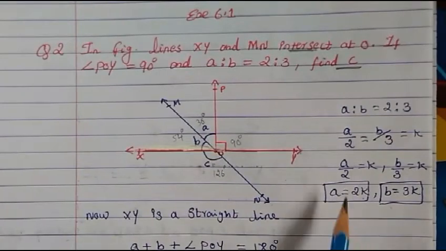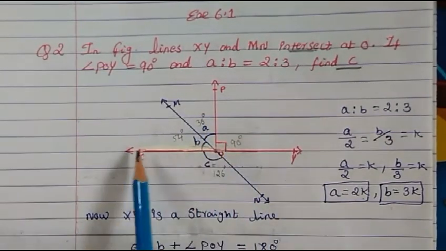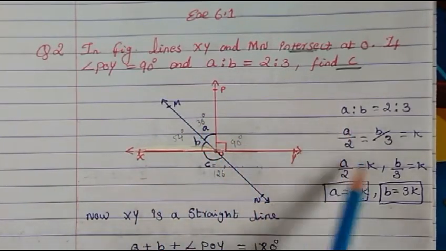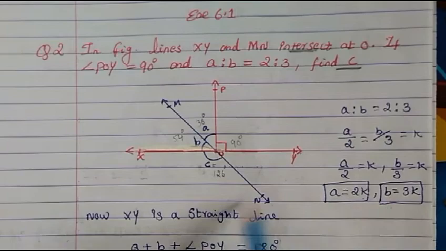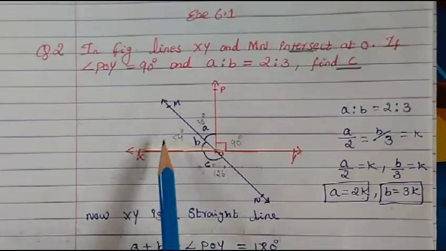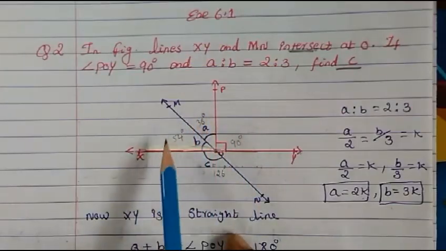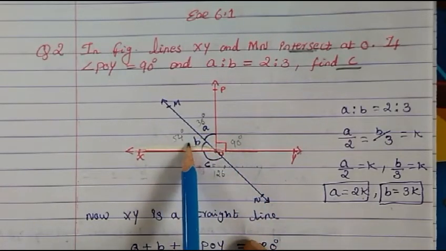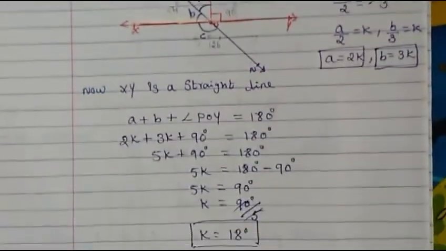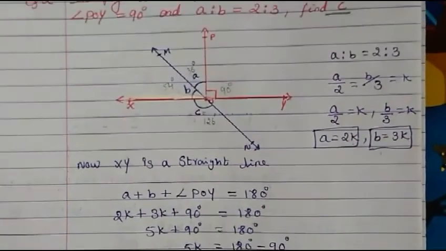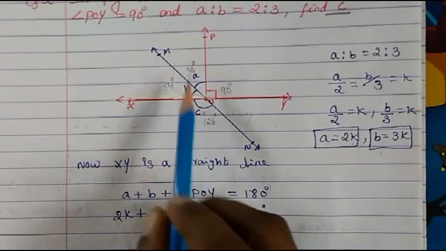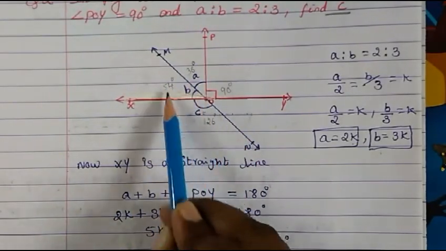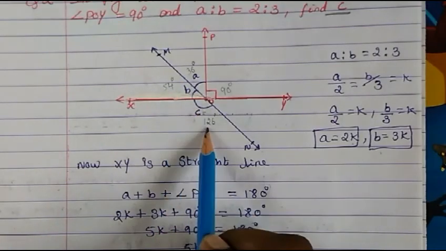I hope it is clear to you. You have to see that for a straight line, the whole thing is 180. We calculated like this and found the k value because altogether it will be 180. Then we found the values of a and b by calculating this way. After that, we had to find c. MN also is a straight line, so the whole thing becomes 180. So from 180 we minus the b value and we get the c value.